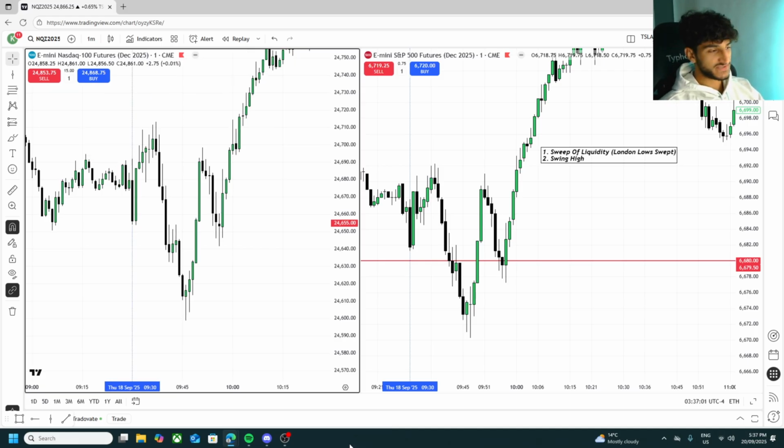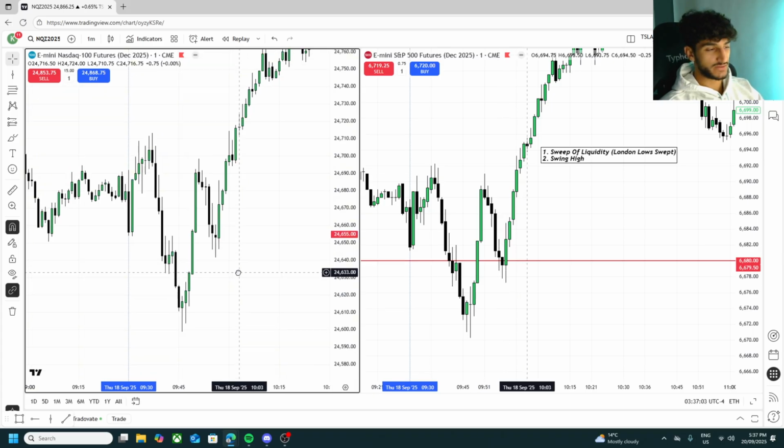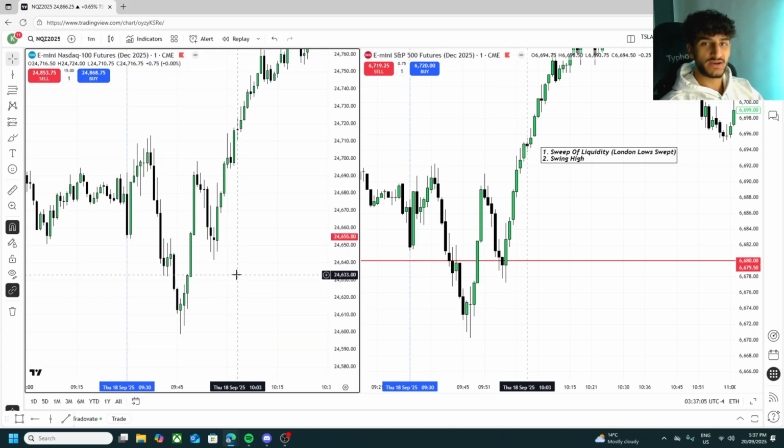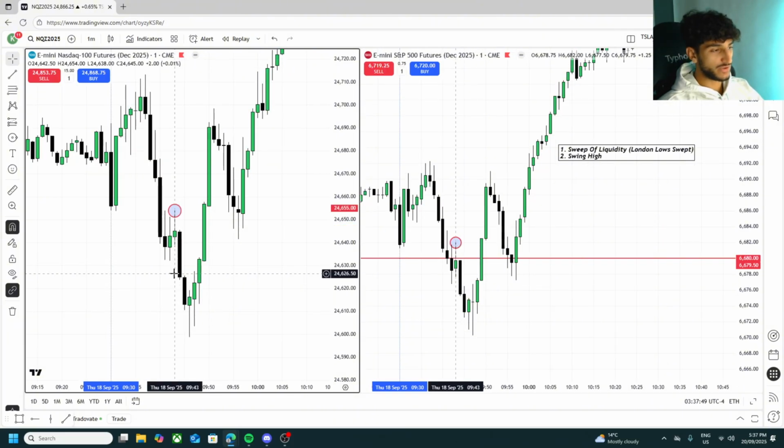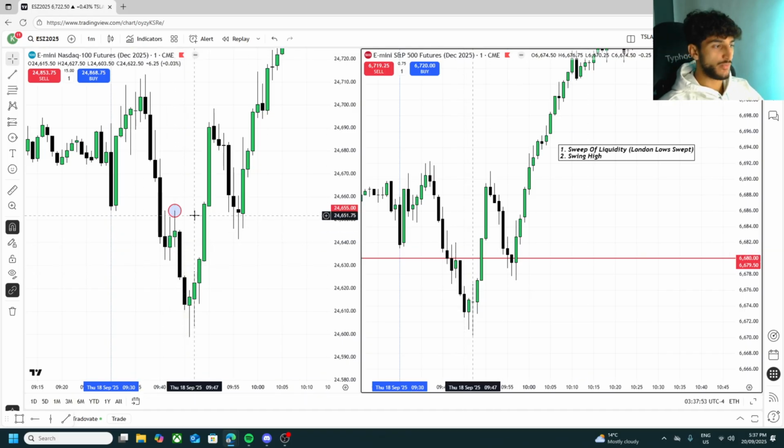We checked that off. Now the second thing is we need a swing high to be created. And the reason why we need a swing high to be created is because it's related to number 3 and number 4 in our checklist for us to have a valid trade. And as you can see right here, we actually do get that 943 swing high that is created on both NQ and ES. Now, why is this very important?